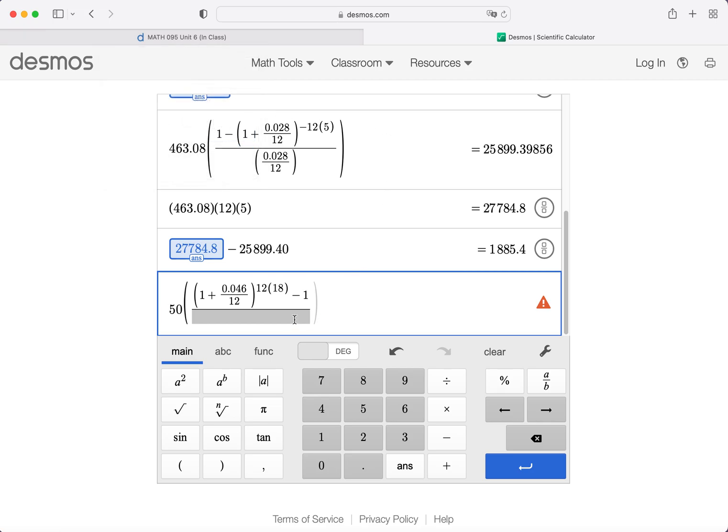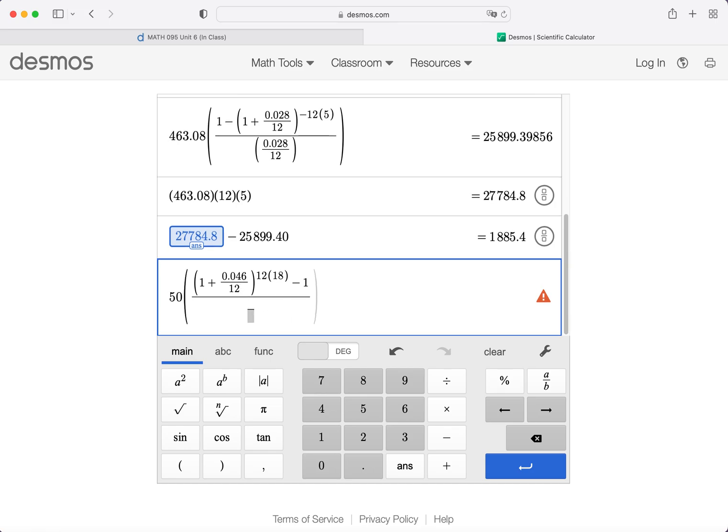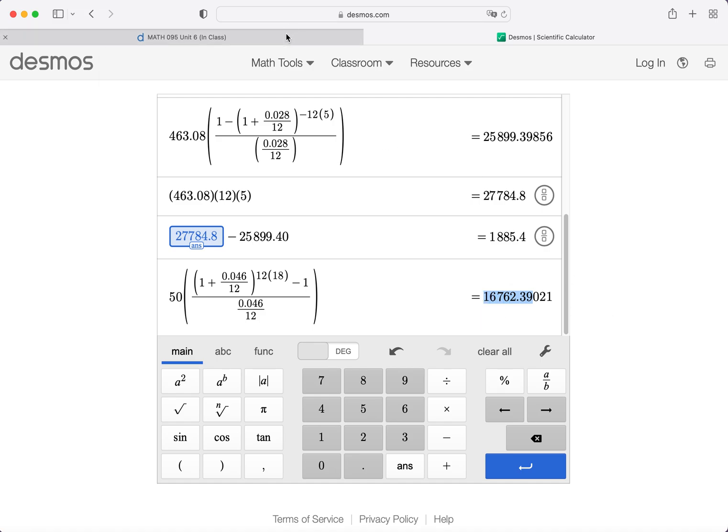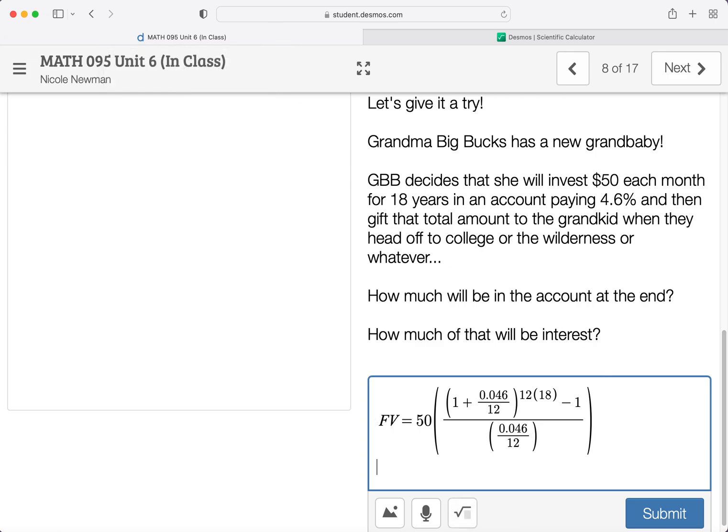You can tell I don't have these memorized. I don't use this one enough to have it memorized. Down below, we get a copy of that fraction. So we need another fraction set up, 0.046 divided by 12. And we can close this set of parentheses if we want to. So payment out front, interest rate filled in, monthly filled in, the years that go by are filled in. This is coming up with $16,762.39. I'm going to grab that and put it in my answer area.